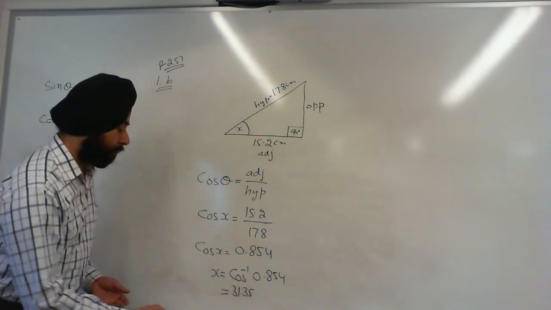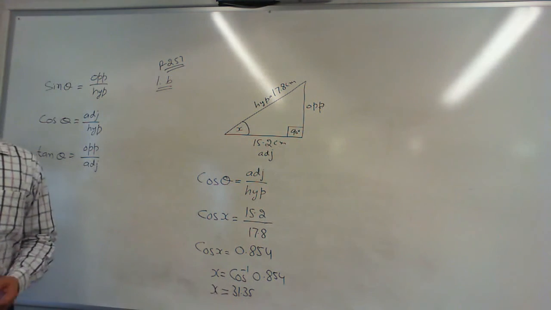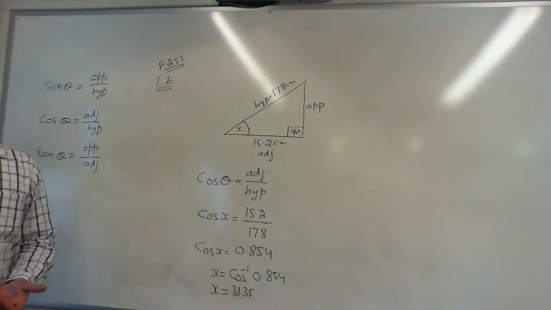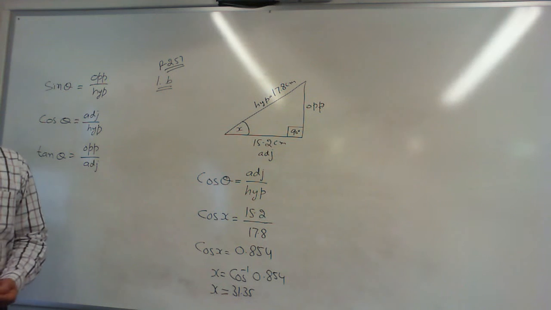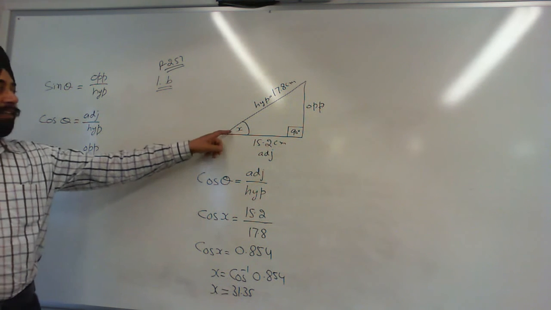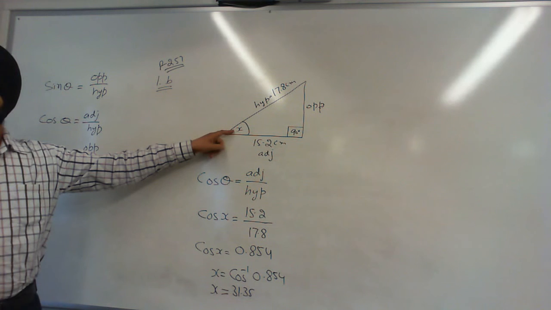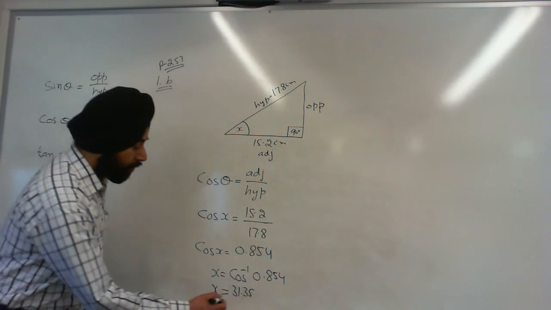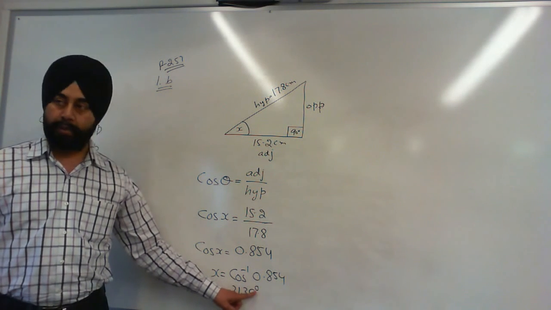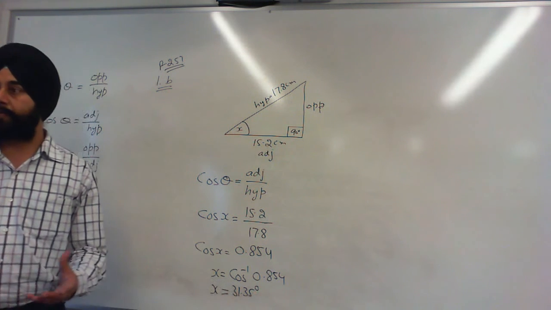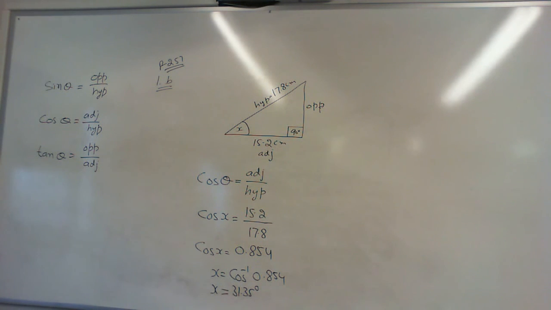31.35 what? What is x? Is it centimeters, kilometers, degrees, what? X is an angle, it's not a length. What is the unit for x? Degrees. The unit for angle is degrees. So that will be 31.35 degrees. You put a little 0 at the top of this number. That is called degree. Degree is the unit for angle. Angles are measured in degrees.